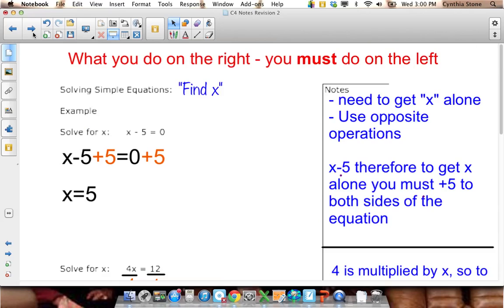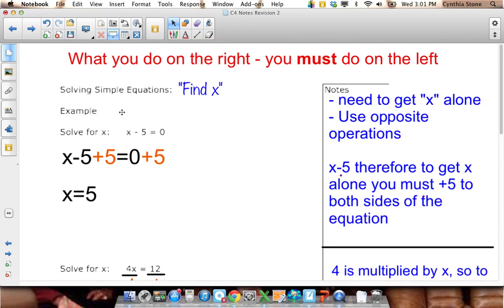Okay, moving on. So the key thing with solving equations is what I have in red at the top. If you do something to the right-hand side of your equation, you have to do the same thing to the left-hand side of the equation. If you don't, the equation is no longer true. Okay?